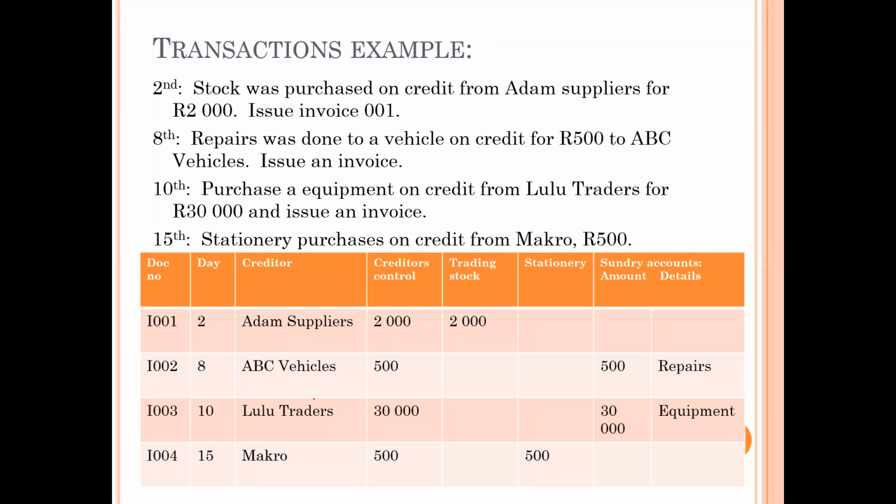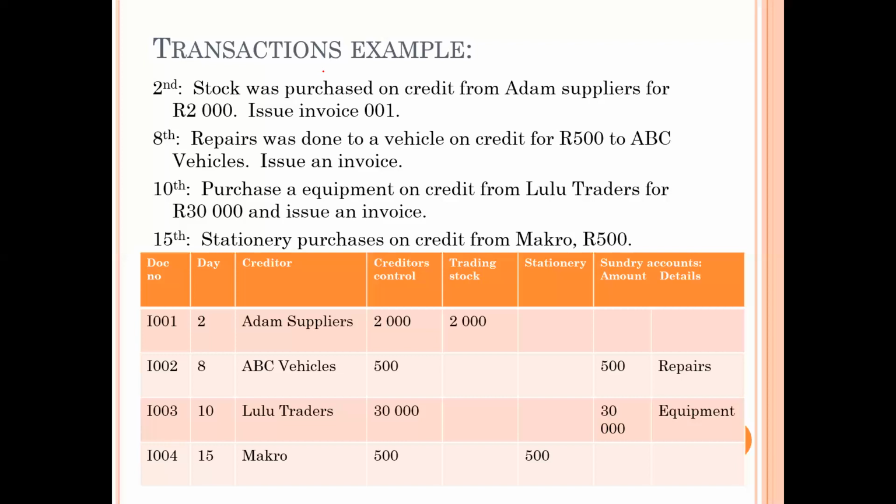Okay. Right, so look at the entering of the transaction on the second. Document number, you start with invoice 001 and you use the I for invoice. Then with creditor, you have the name of the business, Adam Suppliers. The amount, 2,000 Rand, you're going to write in creditors control, and for what it is, it was for stock, or the correct name of the account is trading stock. So remember stock, trading stock, or sometimes they will say goods, and that also falls under trading stock. That is one and the same thing.